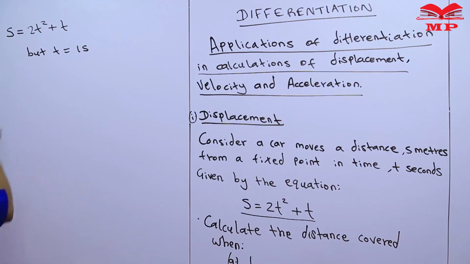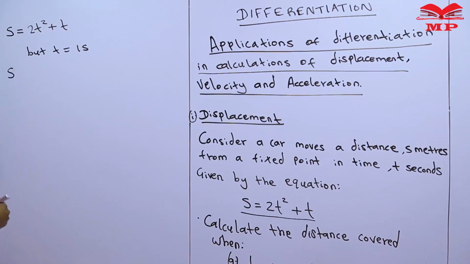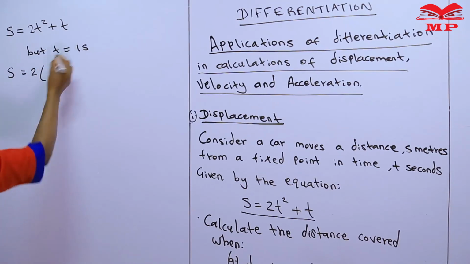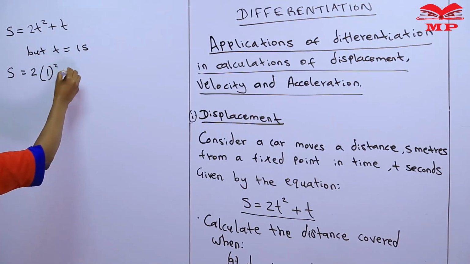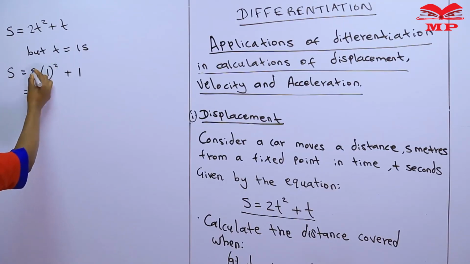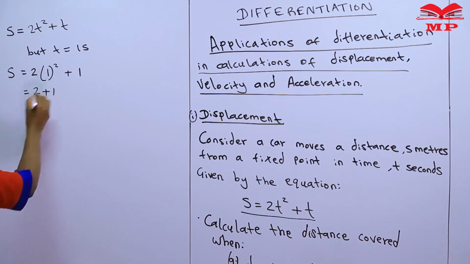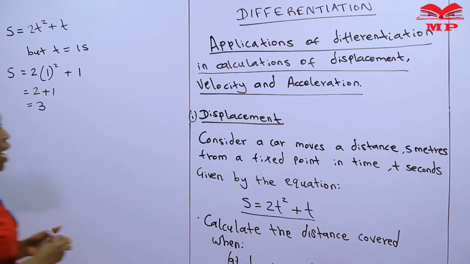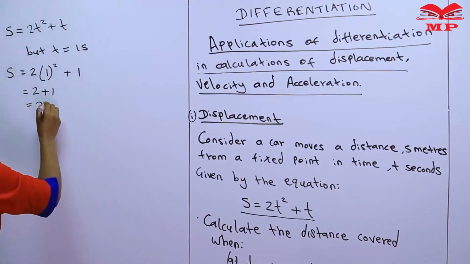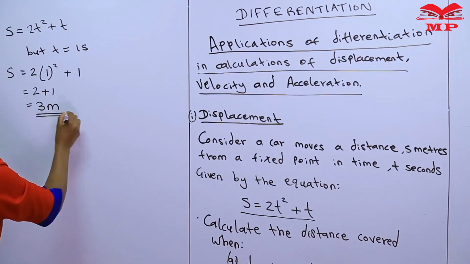So we simply say, therefore, s, which is the distance, will be equal to 2 times 1 squared plus our t, which is 1. So we get 1 times 2, that is 2, plus 1, and we end up getting our distance as 3. The distance is in meters, so the distance is 3 meters.